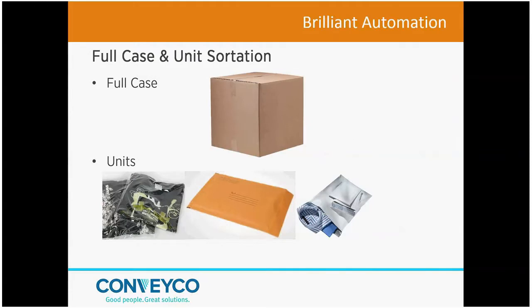We're going to break the sortation down into two categories: full case and unit sortation. Full case is cartons or larger individual units. Units tends to be things like individual pieces. In apparel, it would be one bagged shirt, one bagged pair of pants. In shipping, it would be things like paper and poly envelopes.